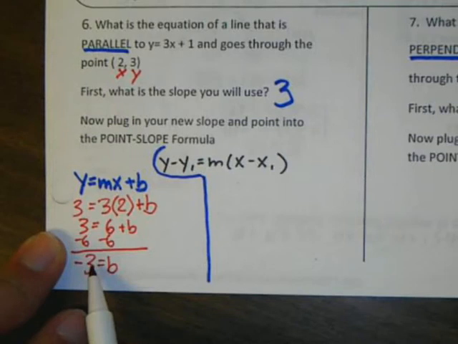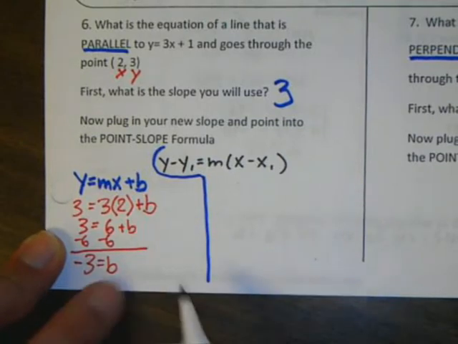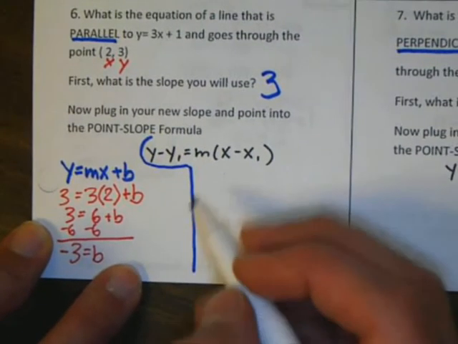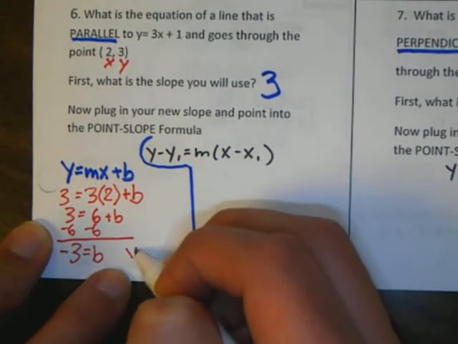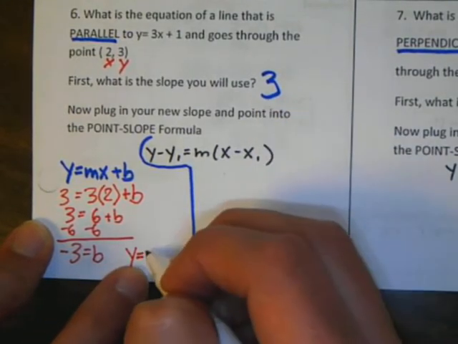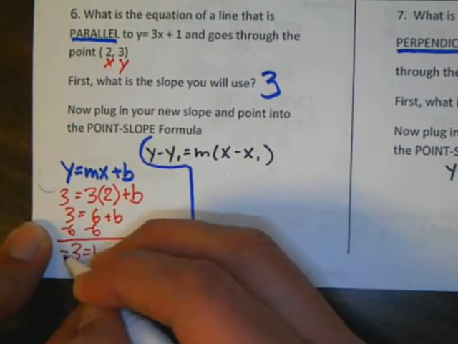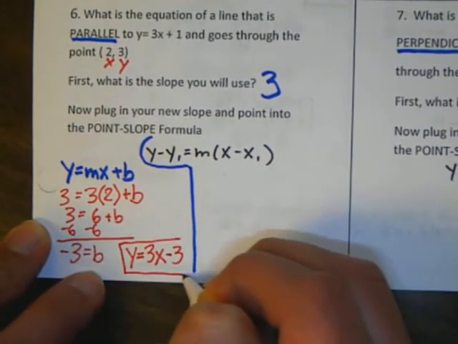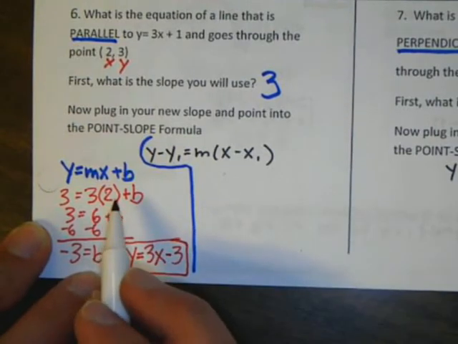3 minus 6 is negative 3 equals b. And so then you take this and you plug it in to your answer to find your answer, and your answer is going to be this. Watch. I'm going to try and squeeze it in here, okay? So here's the answer. Y equals the slope that you're going to use, the 3. 3x minus 3. That's the b. Minus 3. That's the answer. This was the way that I taught you in class.